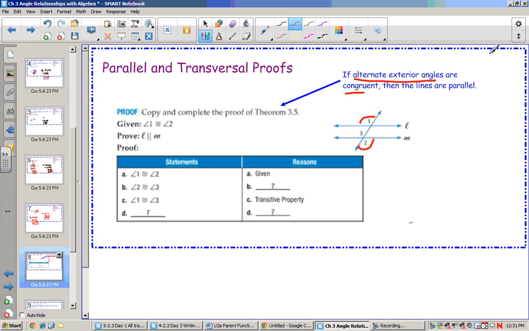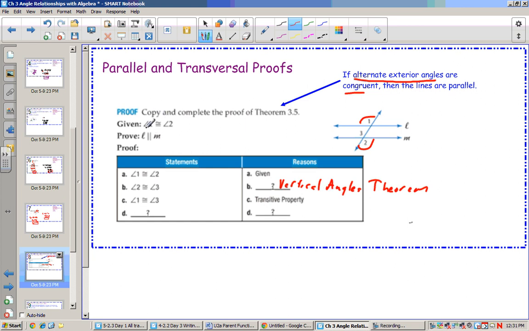So what we have is we start with our given, and then we have to think, why would angle 2 and angle 3 be congruent? Well, that's the vertical angles theorem, which we learned in the last chapter. And now if I know angle 1 is congruent to 2 and 2 is congruent to 3, then 1 and 3 have to be congruent because that's the transitive property.